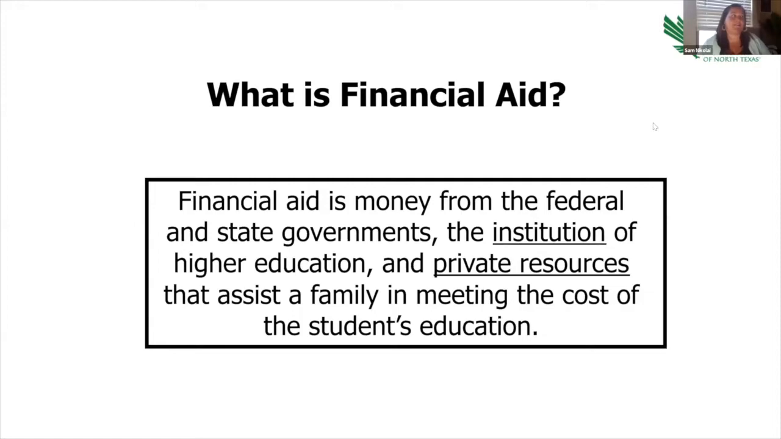Financial aid is money from federal and state governments, the institution of higher education, and private resources that assist families in meeting the cost of a student's education. We know that the cost of higher education is high in this country, and so we want to make sure that you have all of the tools in your toolkit to be able to pay for your degree. The first of which is that this degree, at $330 per credit hour, is the most affordable degree program we have at the University of North Texas. It is the lowest cost, and we offer a lot of services and help to get you through as well.